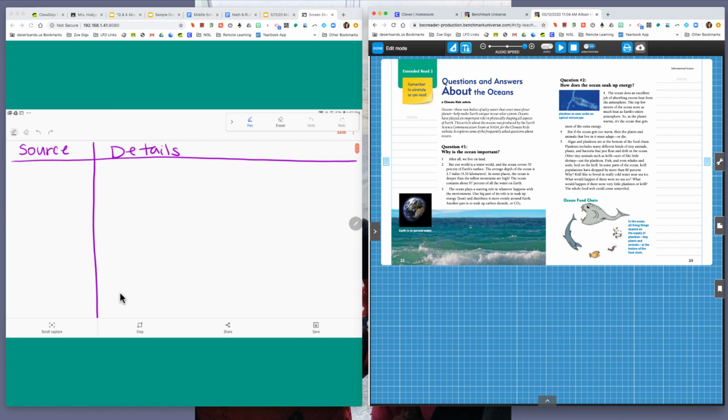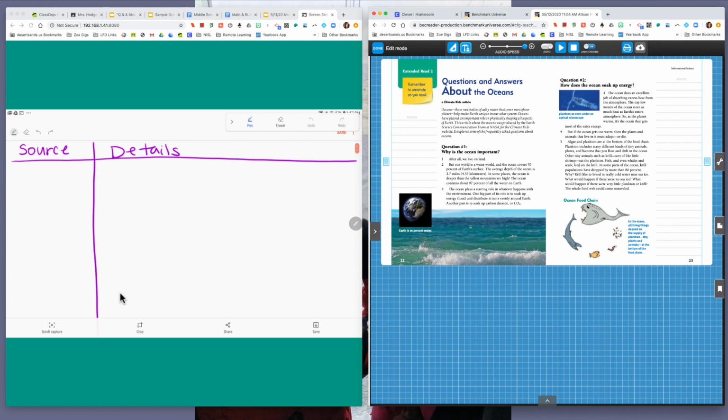Oceans, those vast bodies of salty water that cover most of our planet, help make Earth unique in our solar system. Oceans have played an important role in physically shaping all aspects of Earth. This article about the oceans was produced by the Earth Science Communication team at NASA for the Climate Kids website. It explores some of the frequently asked questions about oceans. And yesterday, we actually got to ask our own questions too. So I have a list of those questions that we had.